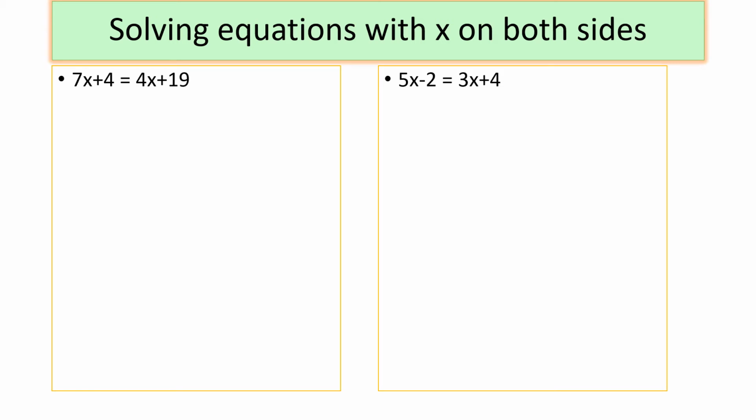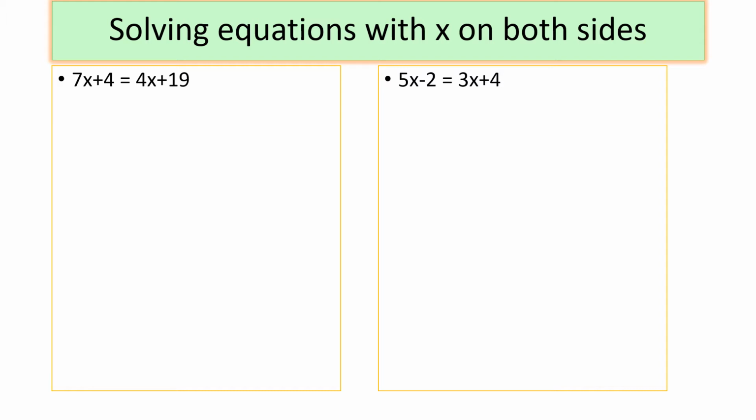When you want to solve an equation with unknowns on both sides, you want to get all your unknowns on one side and all your numbers on the other side, okay? And I'm going to show you what I mean by that. So in my first example, I've got 7x add 4 equals 4x add 19.